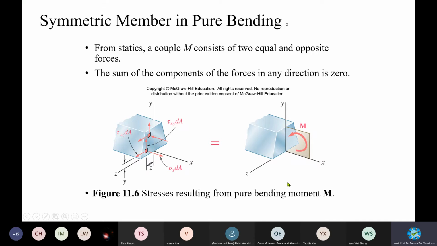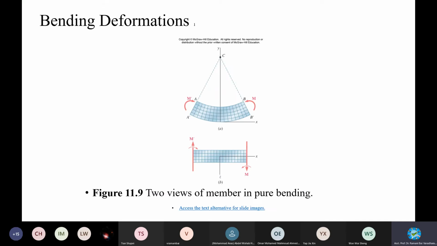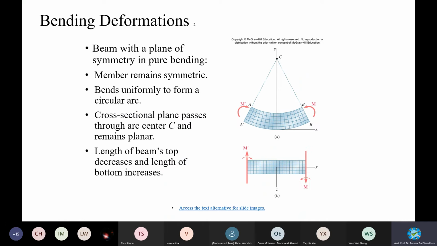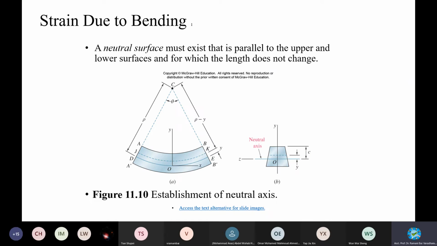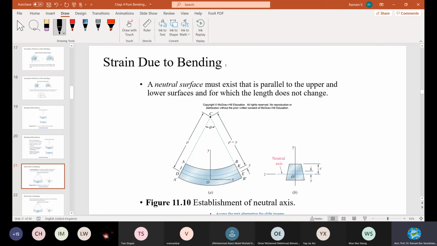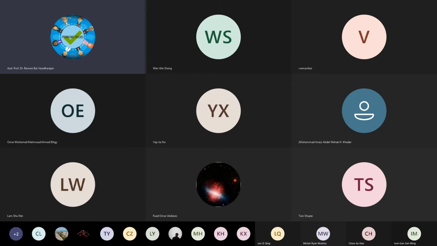One moment. I'll show in a different video how we are going to analyze this member. Okay, hold on. Open another file. We are going to study how to derive an equation for the flexural formula. Hold on.